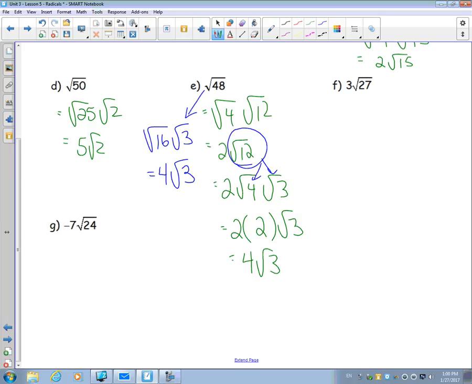Perfect root, not perfect root. Perfect root, not perfect root. And remember, there's multiplying going on every time. Okay, so if you can, try and pick the biggest one first. That's just a little hint.